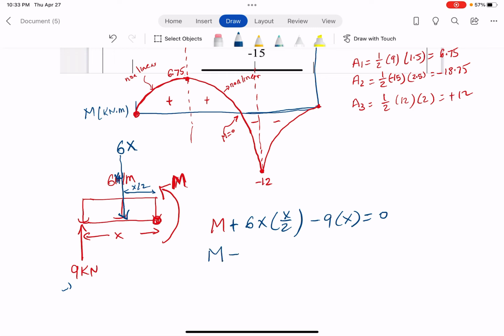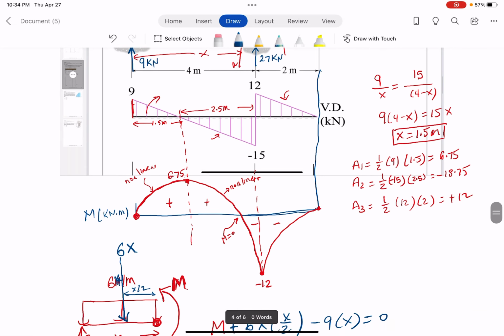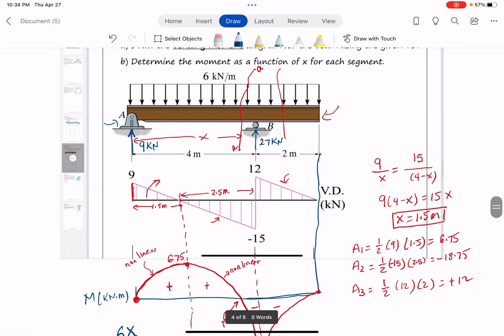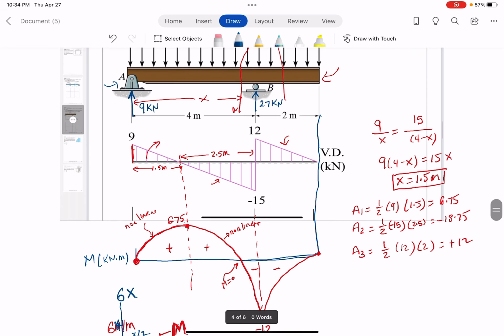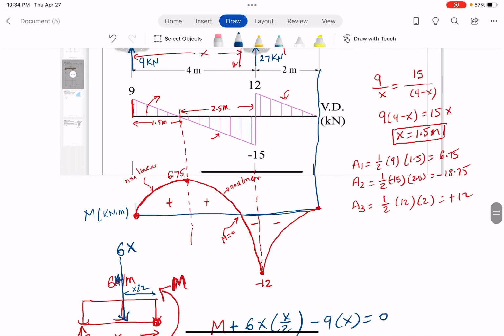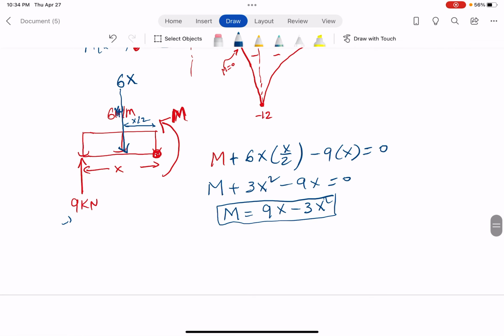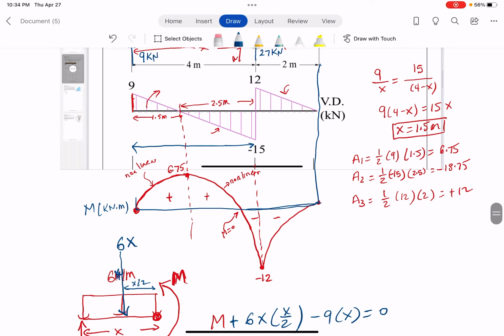So moment plus 6 over 2 is 3x squared minus 9x equal to 0. So the moment of the first segment is 9x minus 3x squared. It is a moment from here to here, it is 9x minus 3x squared, which means that we could find the zero moment.